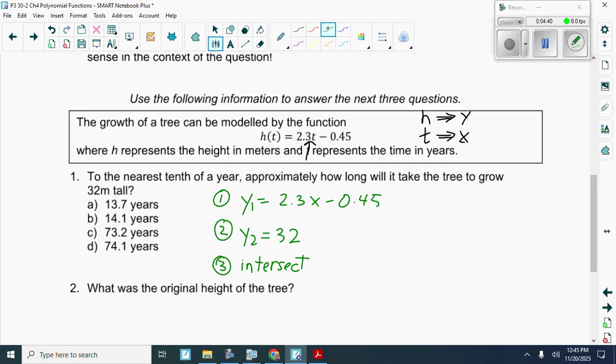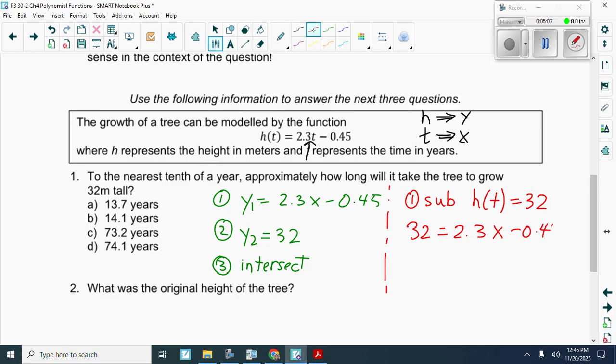You can say, all right, I know that my height is 32, so my second option, for those of you who want to, can be to sub in h of t is equal to 32. So you'd have 32 is equal to 2.3 x minus 0.45, right? Add 0.45 to both sides: 32.45 is equal to 2.3x. You could do it this way.